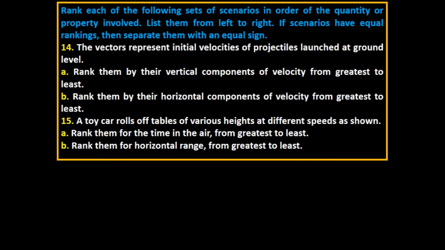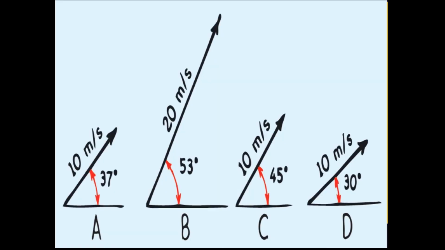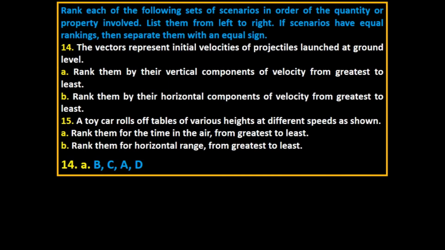Okay, now here we have the vectors. The best thing to do here would be to get out your calculators. The vertical components would be 10 sine 37, 20 sine 53, 10 sine 45, and 10 sine 30 degrees. You may also want to see if you can answer these more intuitively as well. And the answer is BCAD. Very easy problem to do if you have a calculator.